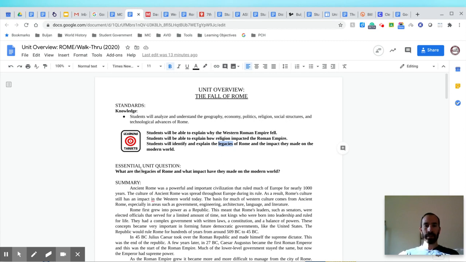So that leads us into our essential unit question. So we'll have quizzes for each unit, and we'll have an essential question, a really important question. So you want to be able to provide evidence and knowledge from the unit to answer this question. So what are the legacies of Rome, and what impact have they made on the modern world? So what has Rome done that they're famous for, that they're known for, and how has it changed the modern world?